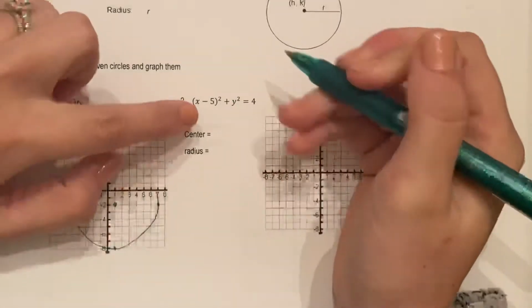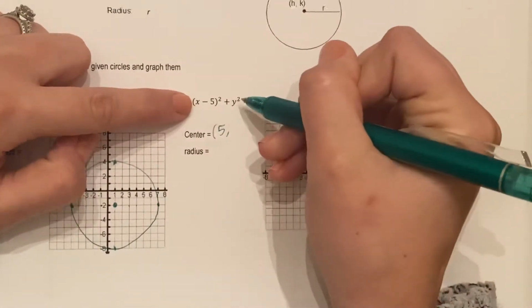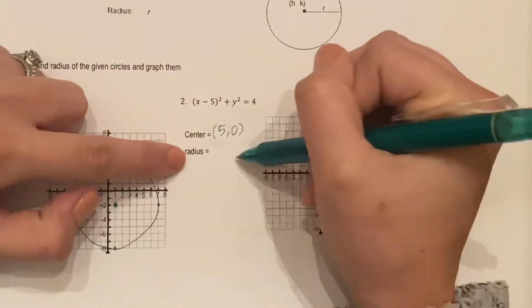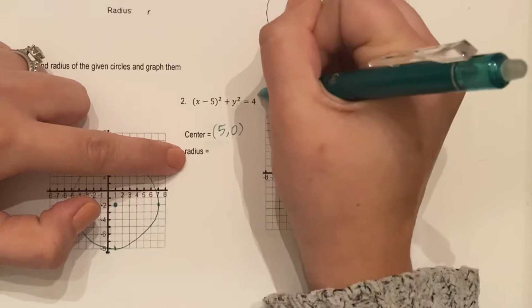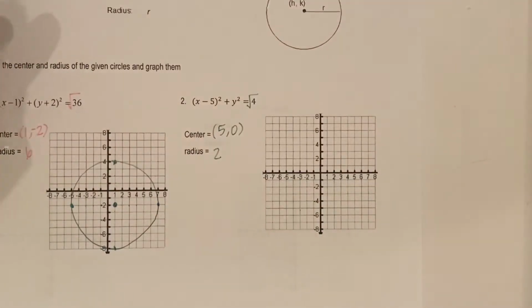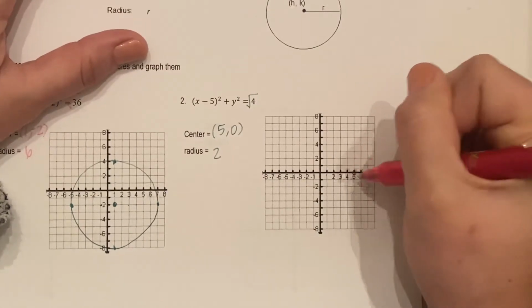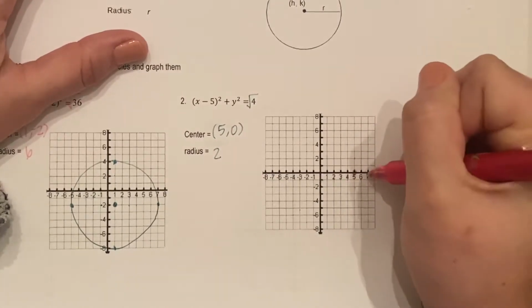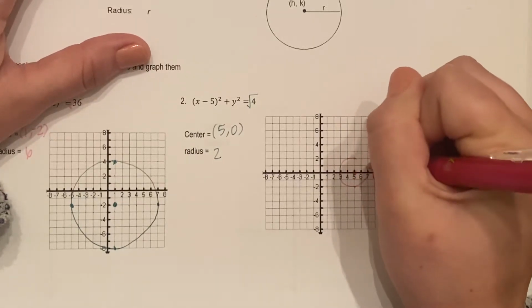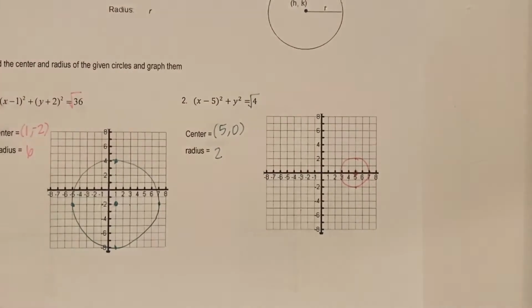So my center, x value would be positive 5. Well, there's nothing with my y value, so 0. Radius is not 4, it's what? Good. 2. Let's graph it. 5, 0, up 2, down 2, left 2, right 2. Draw your circle. Easy. Let's look at some word problems.